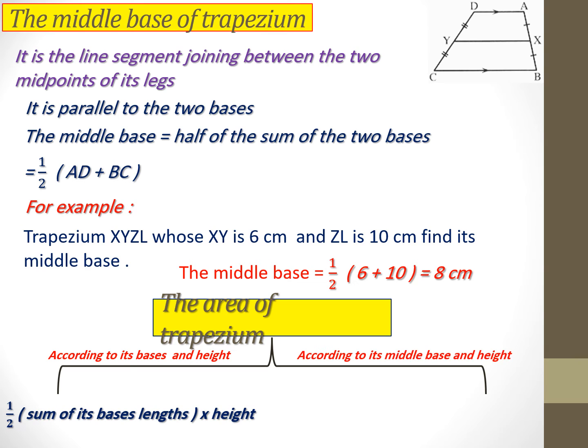The second rule, according to its middle base and height. The area of trapezium now will be the middle base times height. If you notice, the middle base is half of the sum of its bases' lengths. Now, according to the bases' lengths, the area equals half of the sum of its bases' lengths times height, but according to its middle base, the area equals the middle base times height.